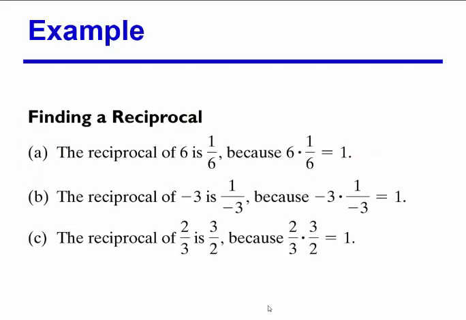So here, finding reciprocal, the reciprocal of 6 is 1 over 6, because 6 times 1 over 6 is equal to 1. So you can see here that the reciprocal is simply just the flipping of the value that you have. So for C, we have 2/3. The reciprocal of that is 3 over 2.